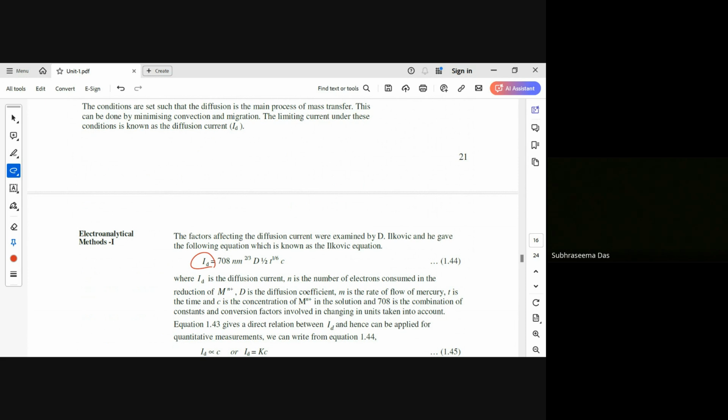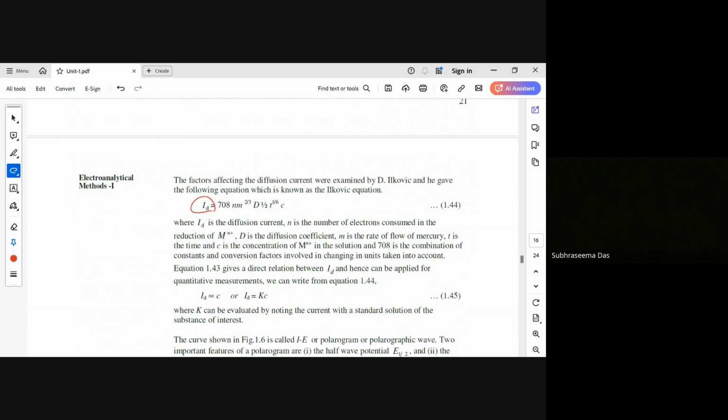Now in this diffusion current equation 1.44, n represents the number of electrons, d is the diffusion coefficient, m is the rate of flow of mercury, t is the time, and c represents the concentration of Mn plus. This 708 represents the various constants involved in the reaction, the whole combination of the constants and other factors taken into account. This 708 remains constant throughout the equation.